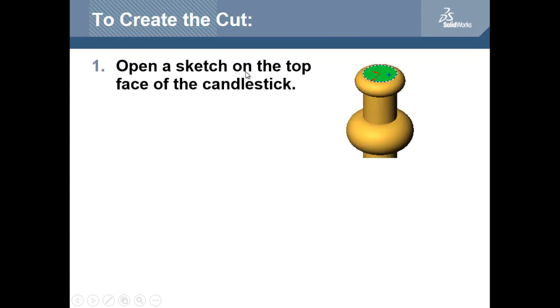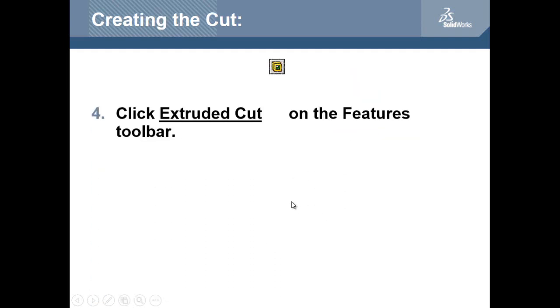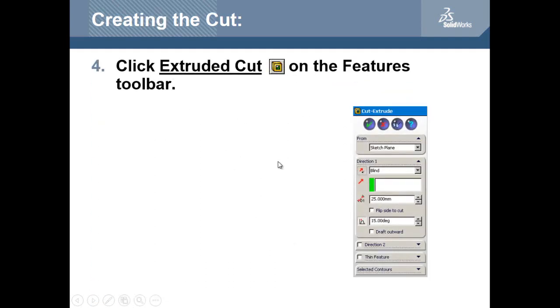Open a sketch on the top face of the candlestick. So you click on that, and then you open your sketch, and then you create a circle concentric to the center of the candlestick holder there. Dimension the circle, and then use your extrude cut on the features.